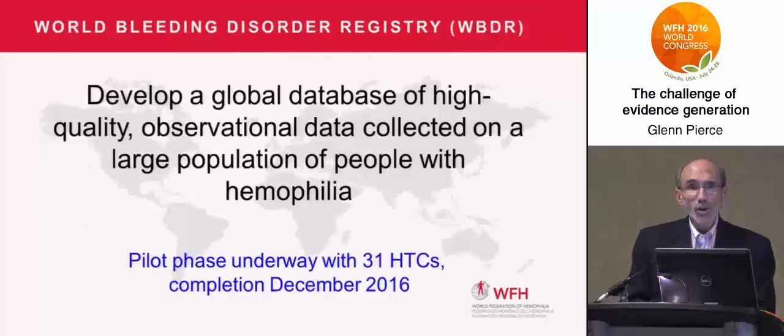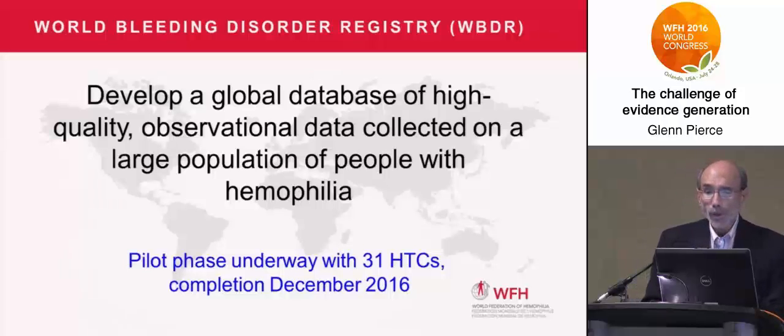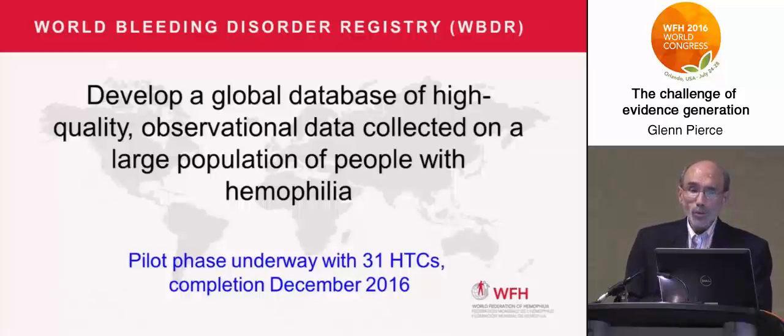But that's relatively homogeneous. And what about the rest of the world? What about the entire world? How can we understand what the outcomes are in much more heterogeneous populations? So we've set about at the WFH to establish the World Bleeding Disorders Registry. It will be a global database of high-quality observational data, and it'll be collected on a large population of people coming from different countries, different types of treatment centers.